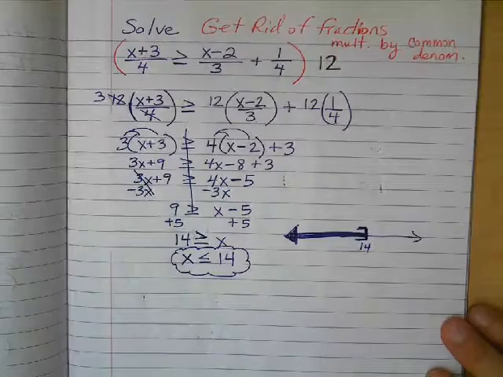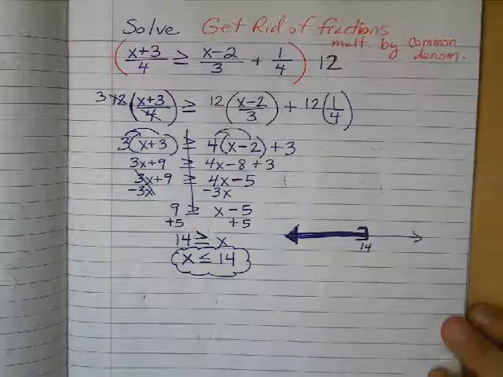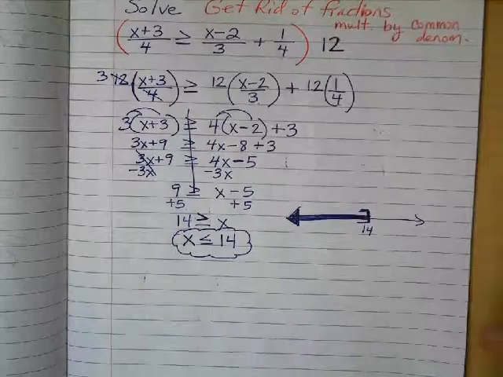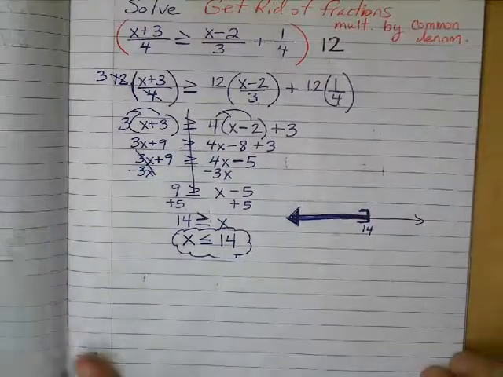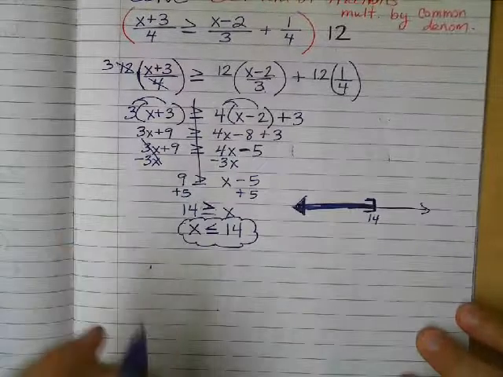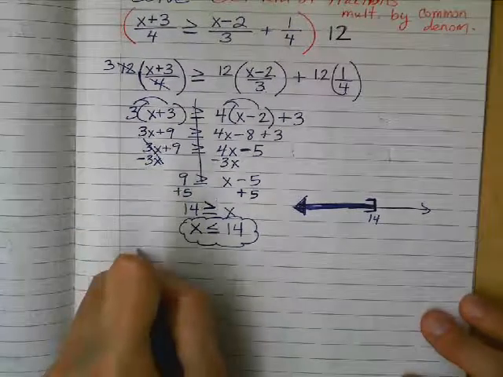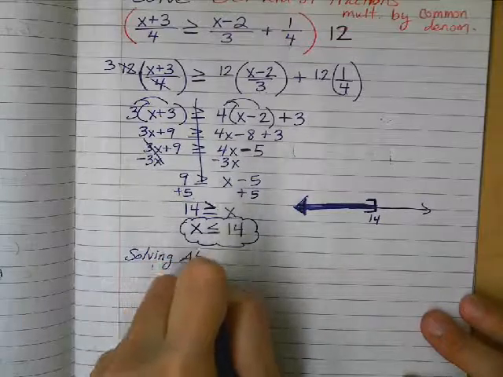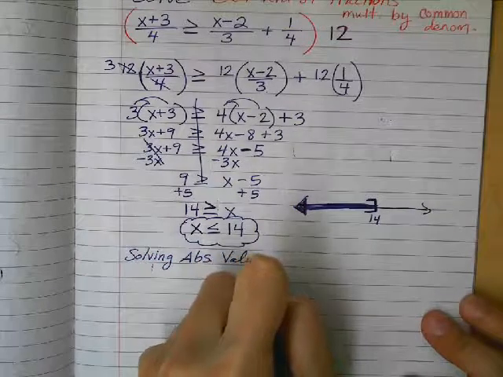Okay, then one more example, like I said, just one more. Trying to show you the different kinds. The last kind that you're going to get is absolute value inequalities. These are the hardest ones, solving absolute value inequalities.